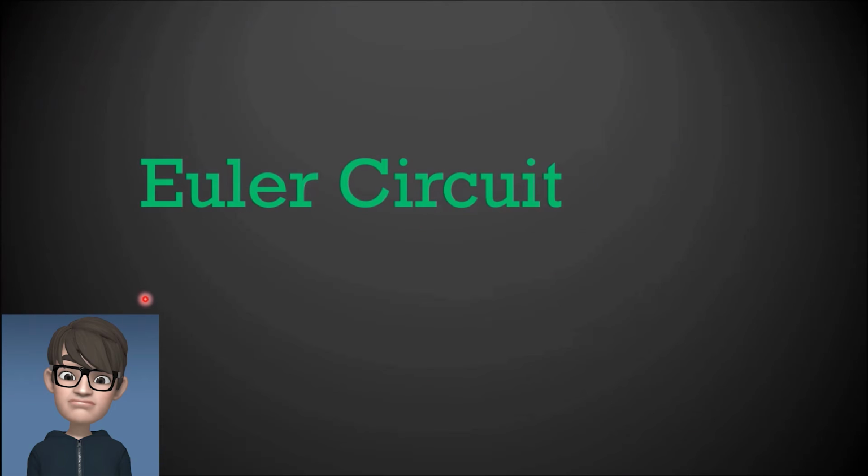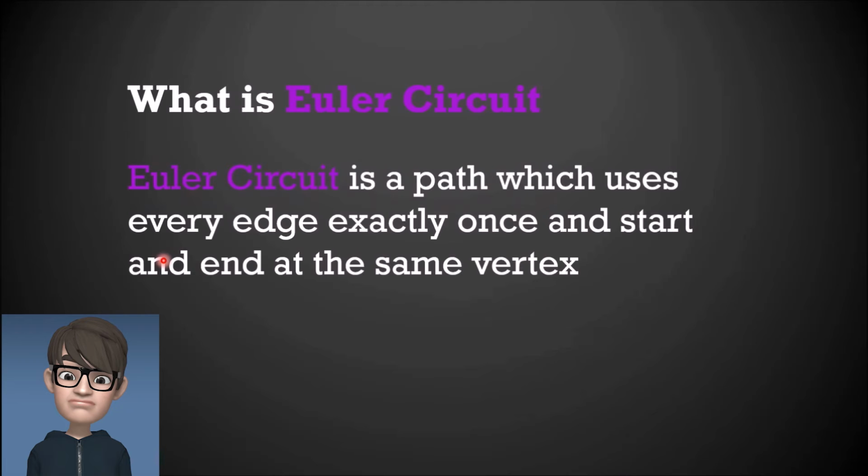So I'm Shusen. I'm going to talk about what is an Euler circuit. So what's an Euler circuit? An Euler circuit is a path which uses every edge exactly once and starts and ends at the same vertex. In other words, an Euler circuit is an Euler path that starts and ends at the same vertex.